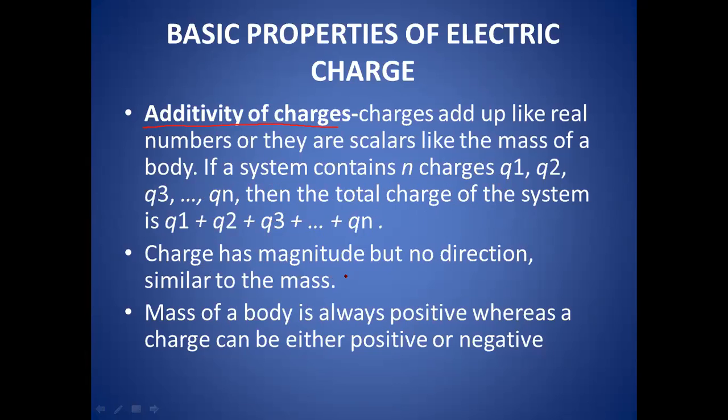Similar to mass, mass also has no direction, so charge also has no direction. Mass of a body is always positive, whereas charge can be either positive or negative. This is the difference. Mass of anything is never negative; it is always positive. But this is the very big difference between mass and charge: a charge has negative as well as positive value, but mass has only positive value.